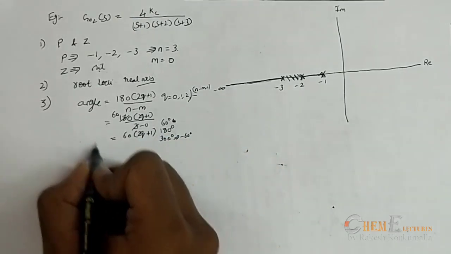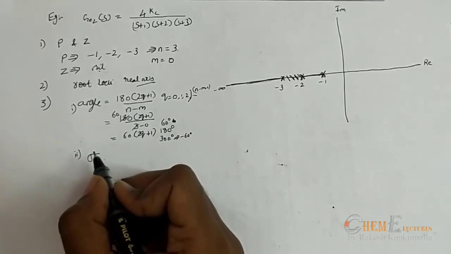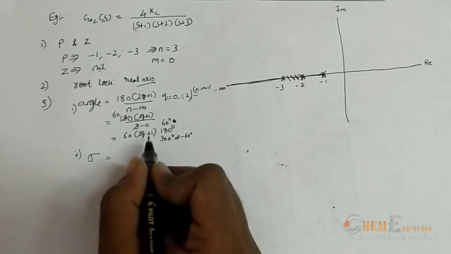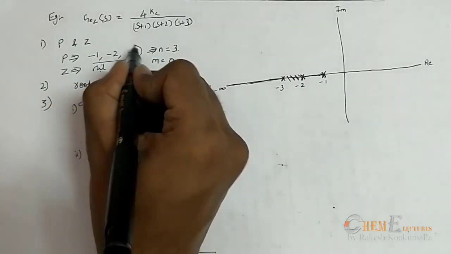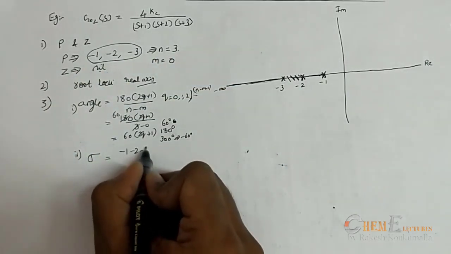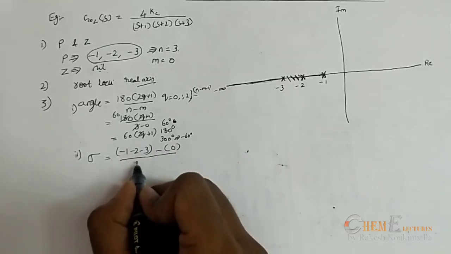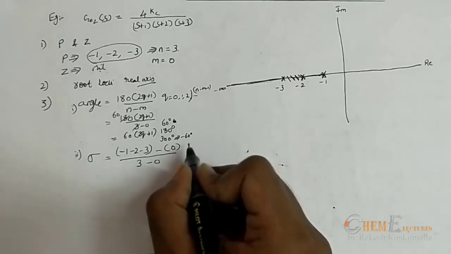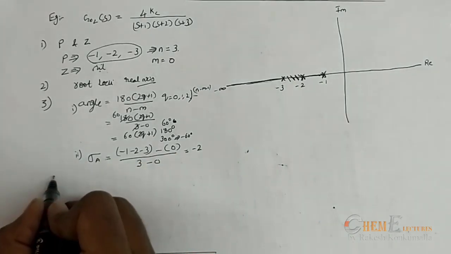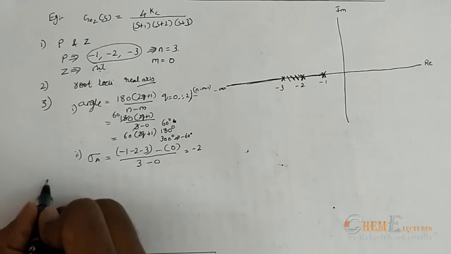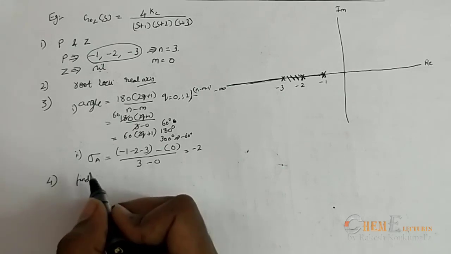Now my second part in this third step is to find the centroid from where the asymptotic angle starts. The centroid will be equal to the summation of poles, that will be -1, -2, -3, minus the sum of zeros, which is 0, total divided by n, which is 3 minus 0, giving -2. This is my centroid. And my fourth step is to find breakaway or break-in points.